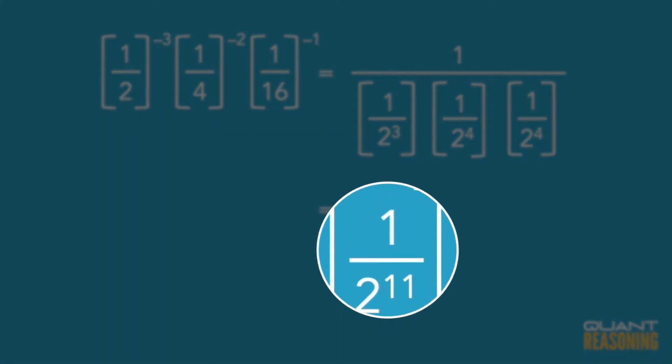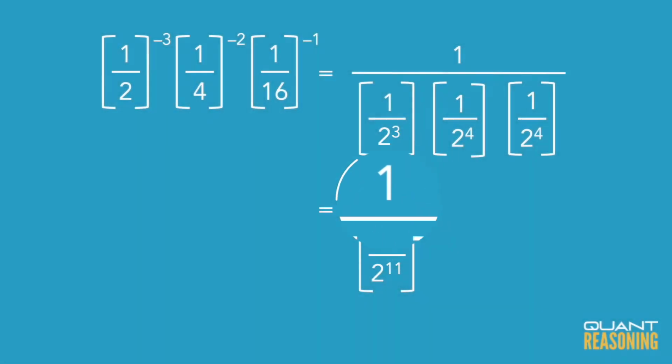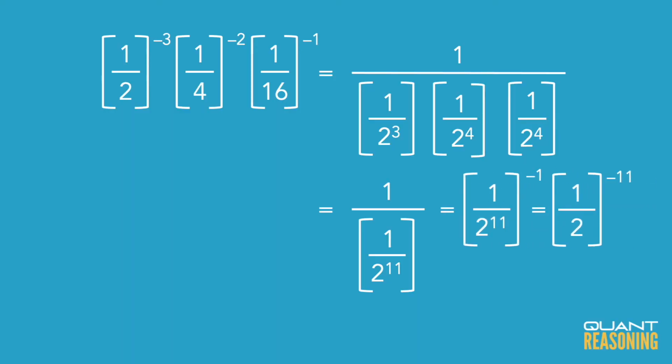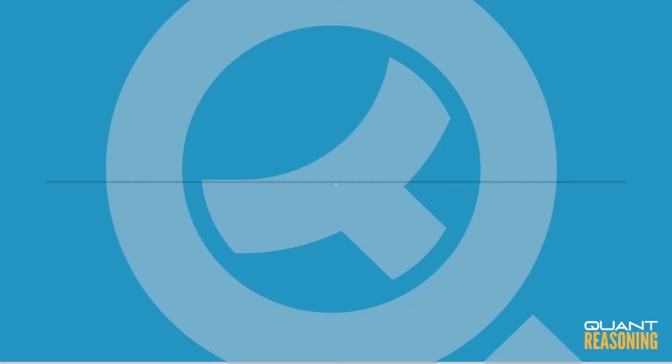Now it's true that all of this is happening in the denominator with a 1 on top of everything, but since the answer choices are also with negative exponents, we can just go ahead and pick the correct answer choice now, which is answer choice B.